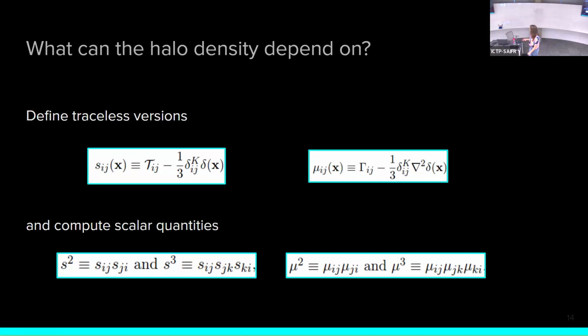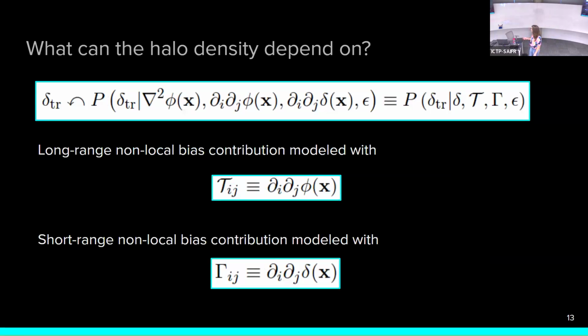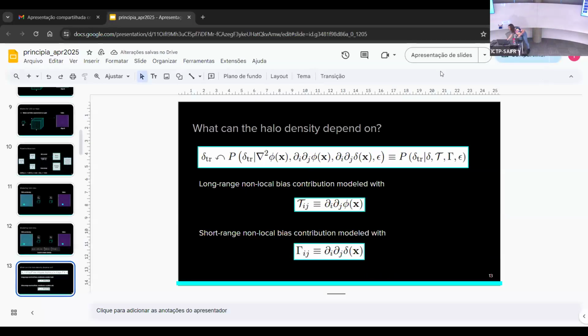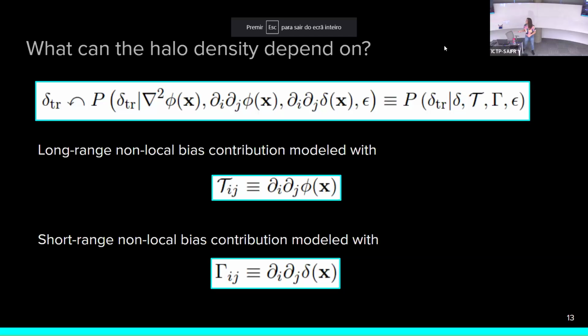Because here, the traits will be like the Laplacian. This is higher order. But you're truncating this, it's like an expansion and then you're truncating at some order.